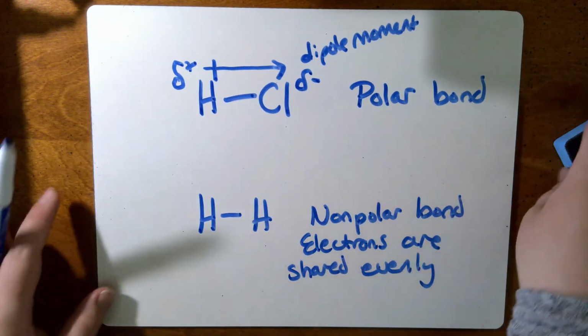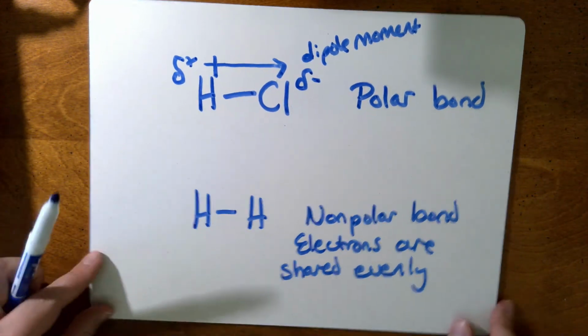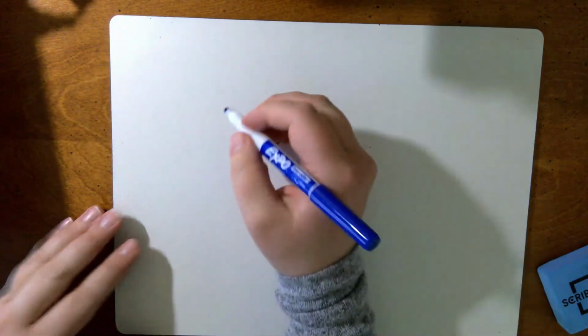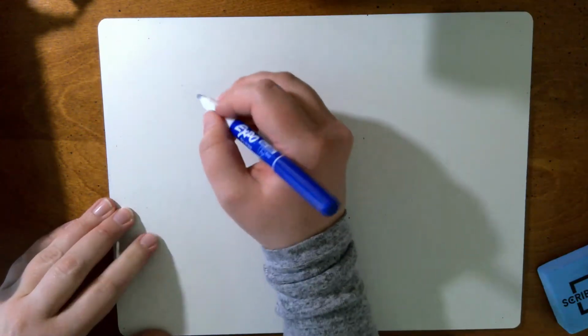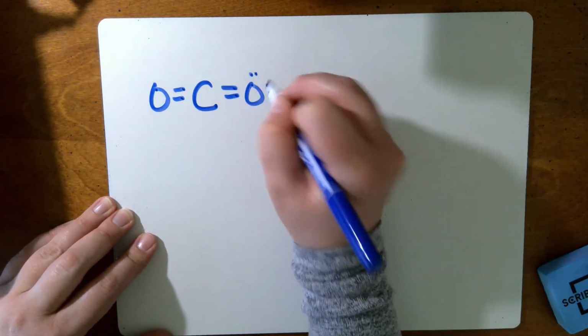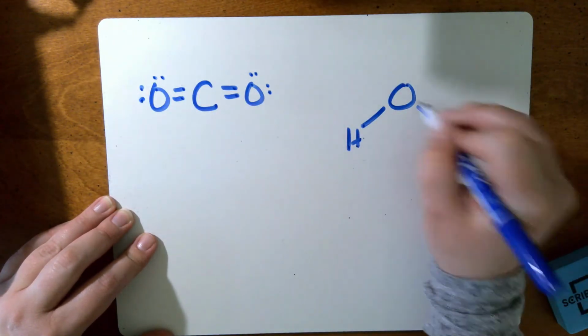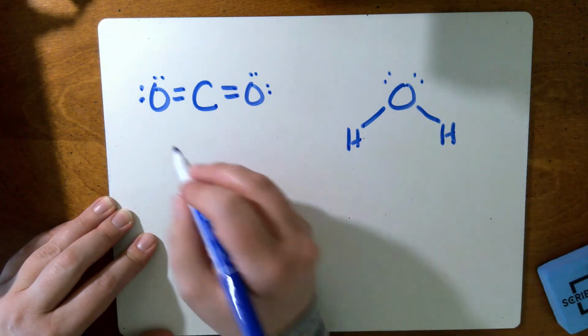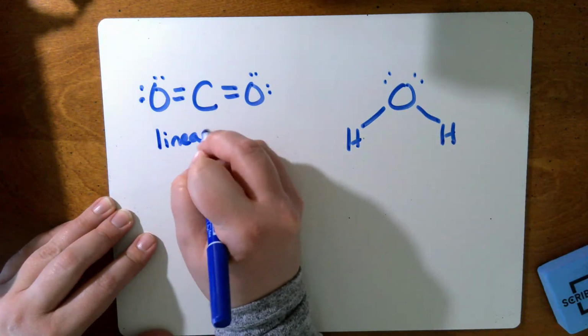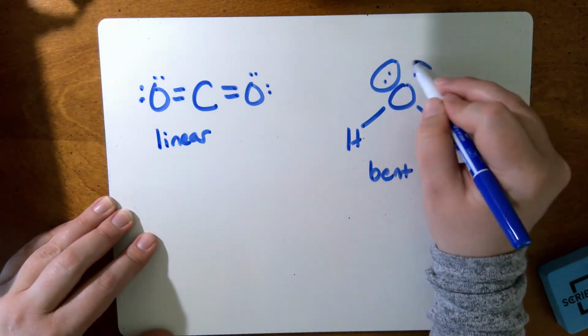Now, in order to figure out if a molecule is polar or nonpolar, we're going to have to look at the overall shape. Now, if the bonds are nonpolar, the molecule has to be nonpolar. But sometimes we can have polar bonds but have an overall nonpolar molecule. So I'm going to draw two examples. I'm going to draw carbon dioxide and I'm going to draw water. Now we know from Unit 3 that when we draw the Lewis structure, we can figure out the shape. So this is linear and this is bent. And the difference that makes this bent is that this has lone pairs on the central atom.